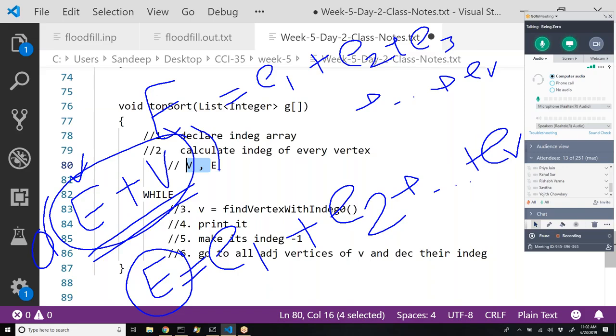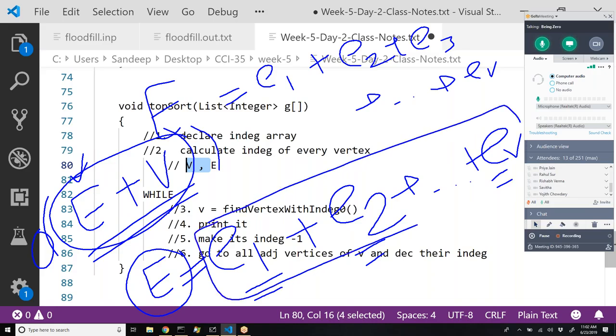For each vertex, you are covering that vertex's edges. For another vertex, that vertex's edges. So see, for the first vertex you covered E1 edges, for the second vertex E2 edges. If they all had the same number of edges, it would have been the sum of all these edges. That would have been the time complexity, considering the outer as well as the inner loop. Do you agree with that or not?